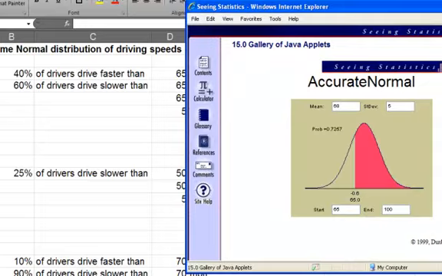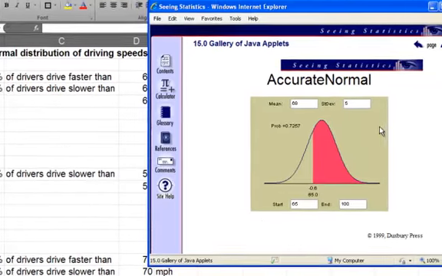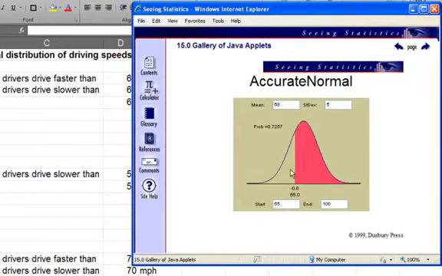Let's bring our applet back in here. So we're saying, supposing I have a normal distribution, and I've just put in a number here of 68. I don't know what the mean is. This is what we're trying to find. The standard deviation is 5 miles per hour, and I'm showing shaded the probability of driving at 65 miles per hour or above. And that probability for a mean of 68 is 72.6%.